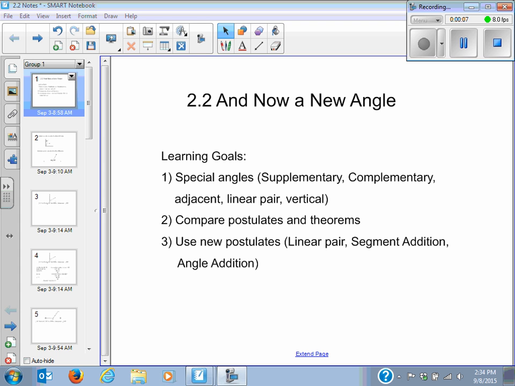We're going to learn about some special angles. We're going to compare postulates and theorems. Not too much of a difference between these two. And then we're going to actually use some new postulates.